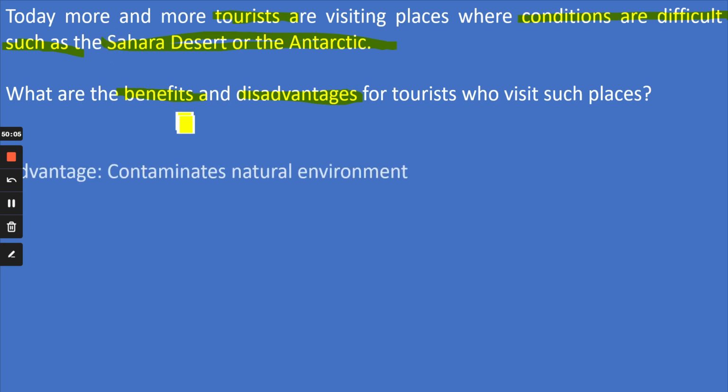So I have seen some essays and I've picked one essay. There was one candidate, he has written like this. So advantage of this topic is that, sorry, I think this is disadvantage. Yeah, this is disadvantage. Sorry, because I've got a recording bar over here. The software that I'm using to record this video has a bar, so I could not see. Contaminates natural environment. So I think this is a disadvantage, though I cannot see the first few letters.